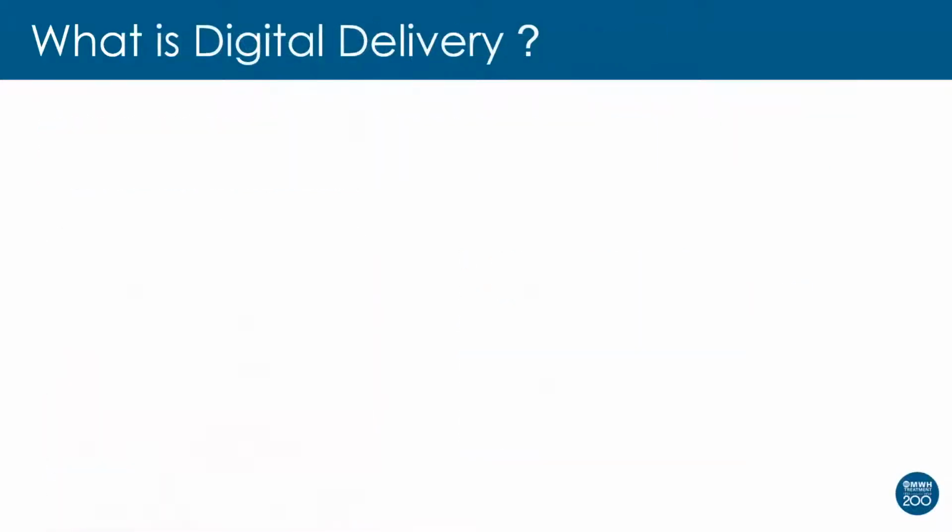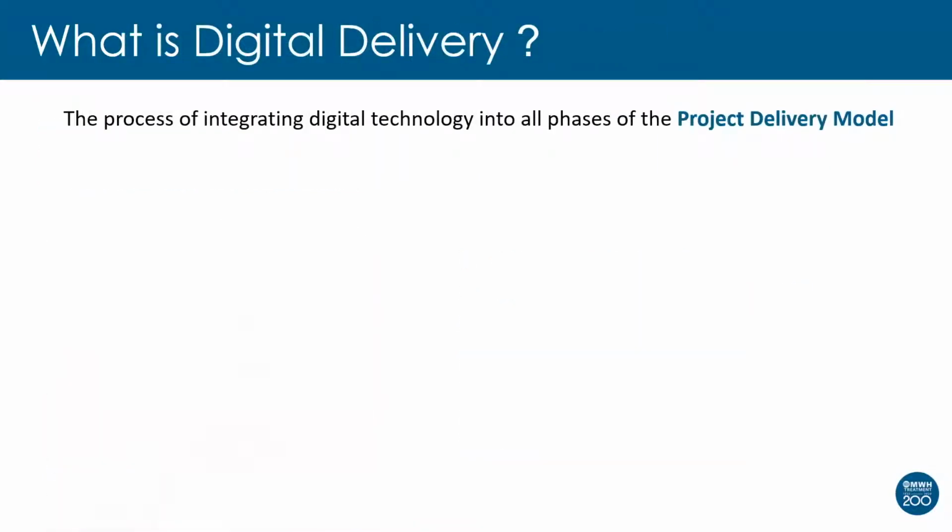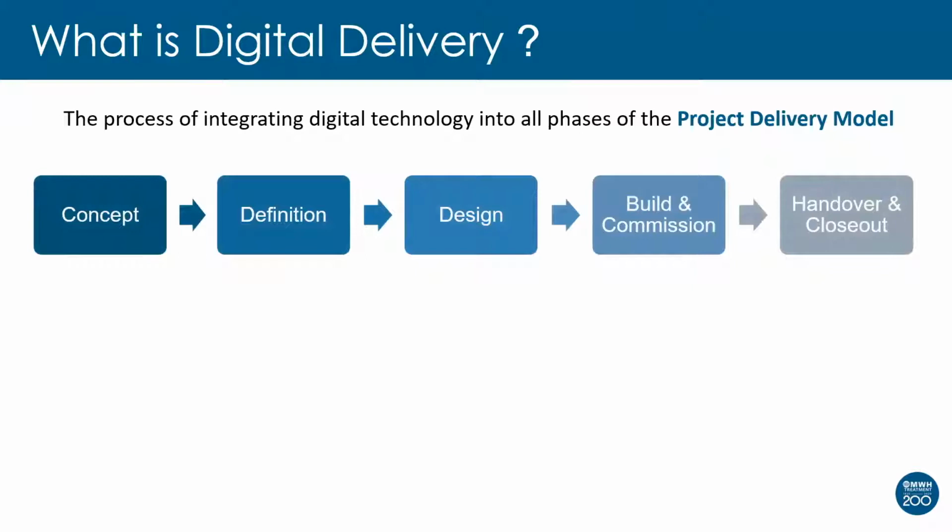So first of all, what is digital delivery? Quite simply, it's the process of integrating digital technology into all the phases of the project delivery model. If we look at a typical project life cycle, at the concept stage, we've identified our project need. On a water project, typically that would be the identification of a new water quality regulatory driver that you've got to meet.